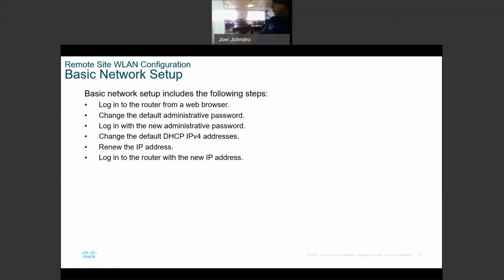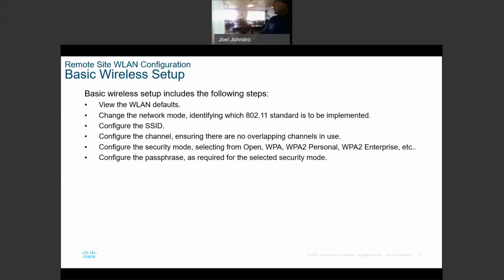These are the basic initial steps for setup. After changing the password, of course, you would log in with the new password and change the default DHCP IPv4 address. And once that's renewed, you would log back into the wireless router with the new IP address. After you finish changing the default login information and the IP address, you can set up the wireless.